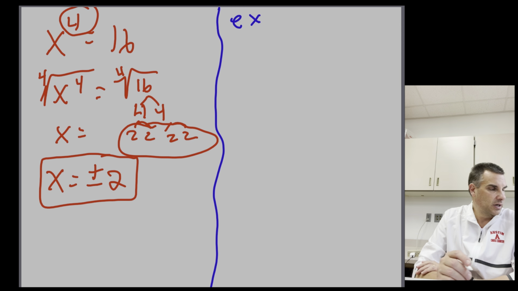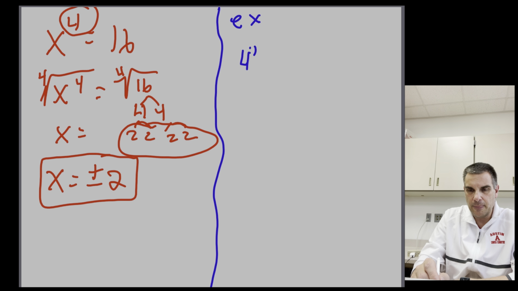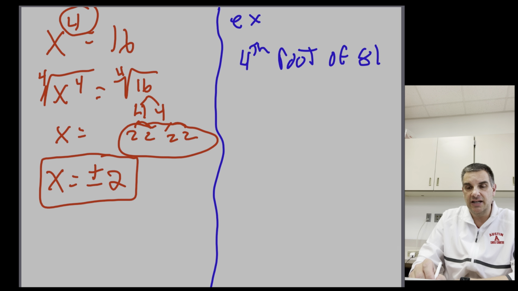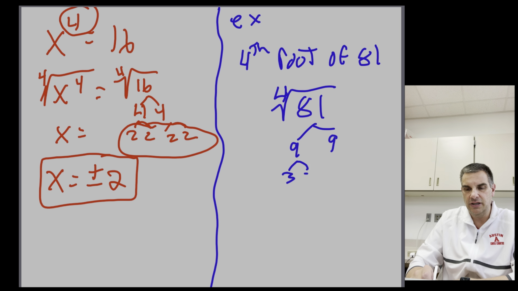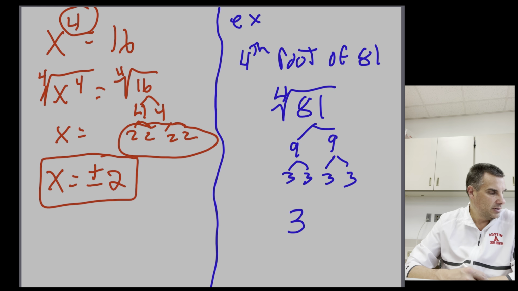Okay, so let's look at another one. In this next one, I want to find the fourth root of 81. So we break 81 down. It's 9 times 9, 3 times 3 times 3 times 3. So your answer is going to be 3.